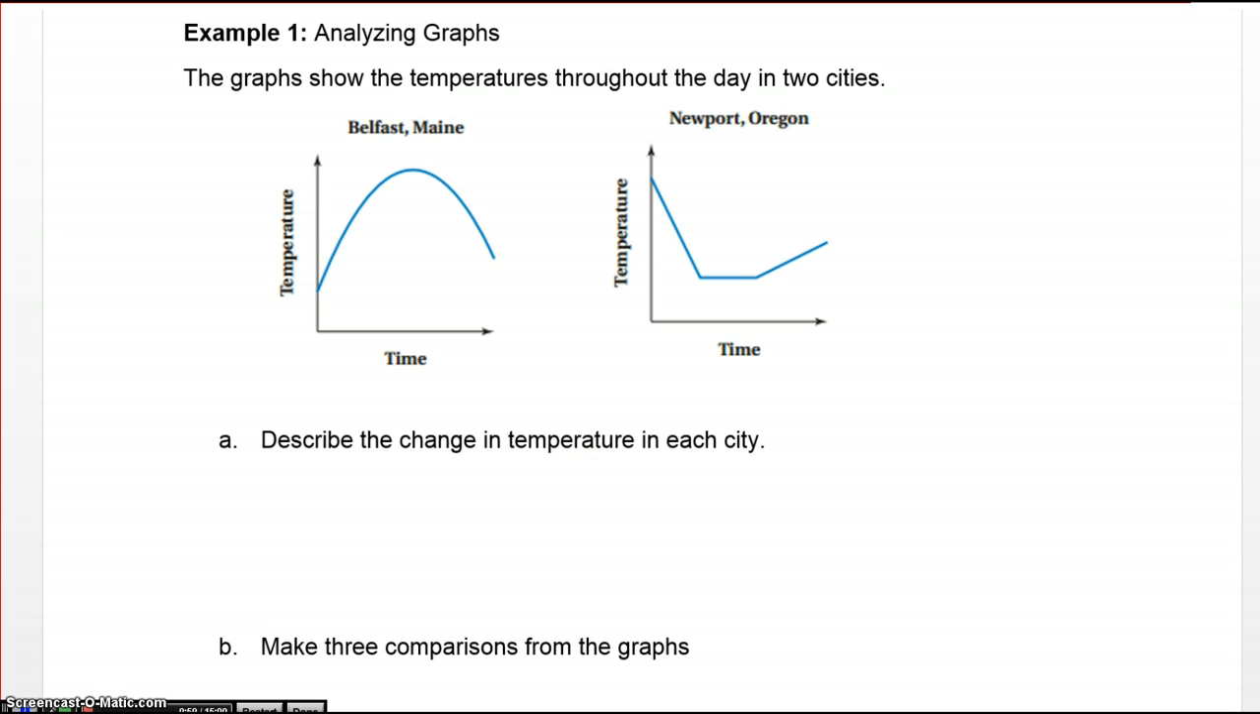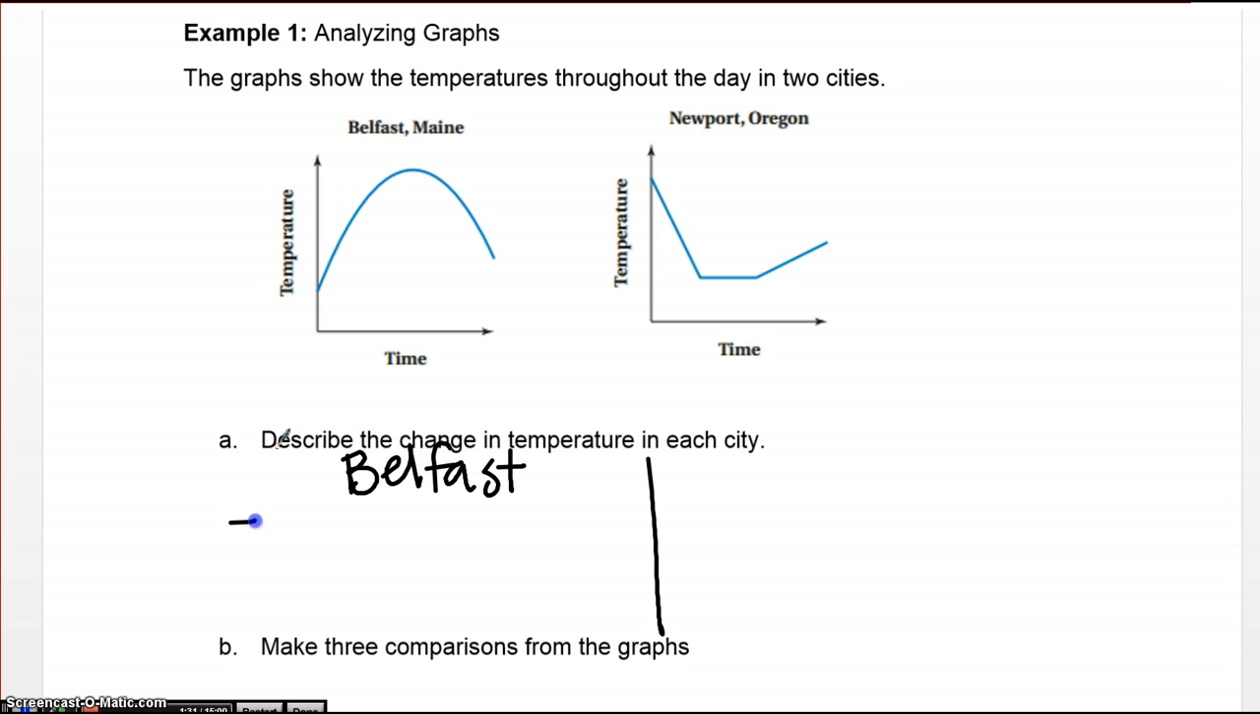So example 1, we need to analyze these two graphs in Belfast, Maine and Newport, Oregon. It shows the temperature throughout the day in two cities. Let's start with Belfast. I'm going to split question A into two parts. So this is Belfast. The temperature starts pretty low, so it increases throughout the day. And then the temperature begins to decrease at a faster rate the rest of the day. So we're increasing and then we're decreasing.